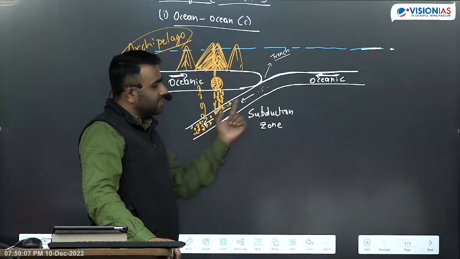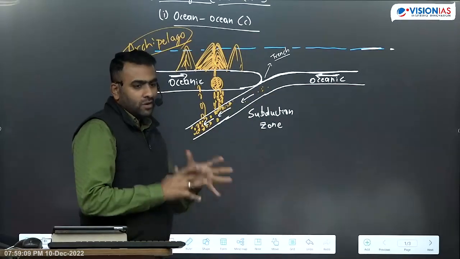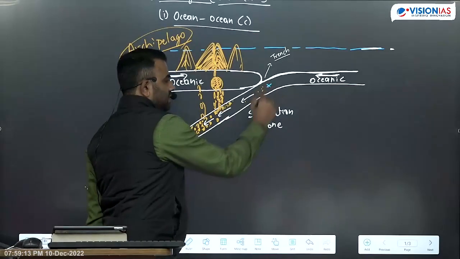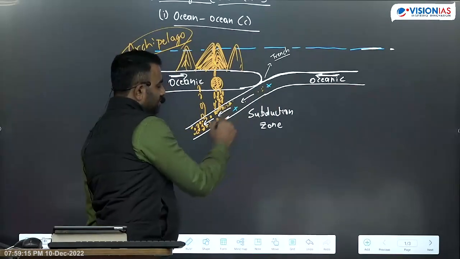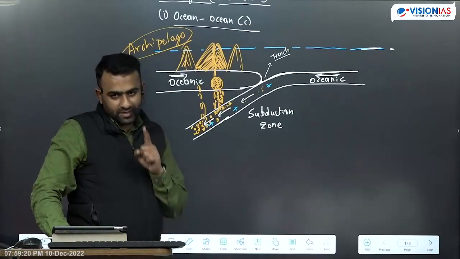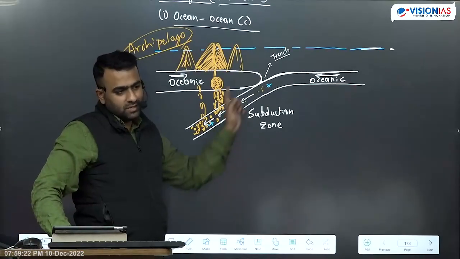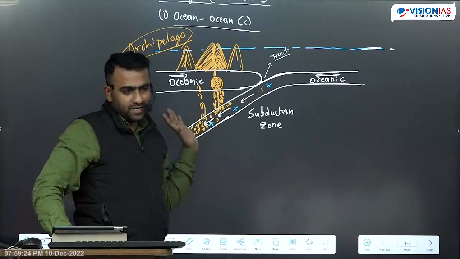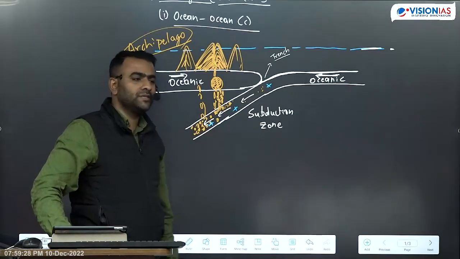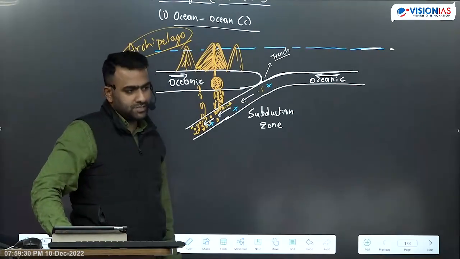So before that there is intense compression. The rocks are getting compressed. Energy builds up. The earthquake happens at shallow, intermediate as well as deep-seated levels. It is along the trenches that you will see shallow, intermediate and deep-seated earthquakes. Okay? That is how intermediate and deep-seated earthquakes are generated along the trenches.